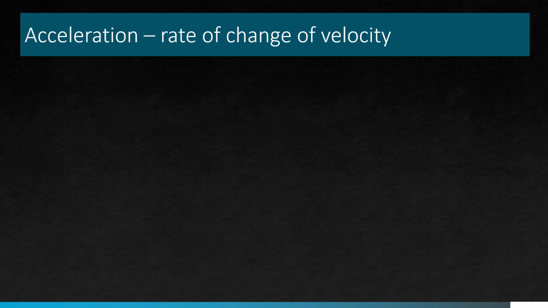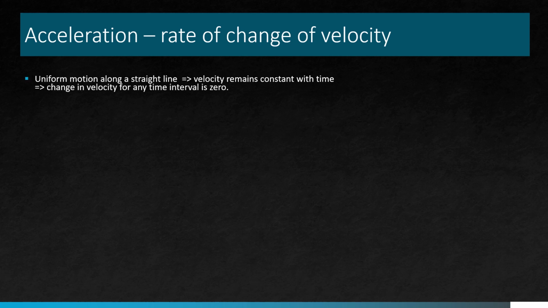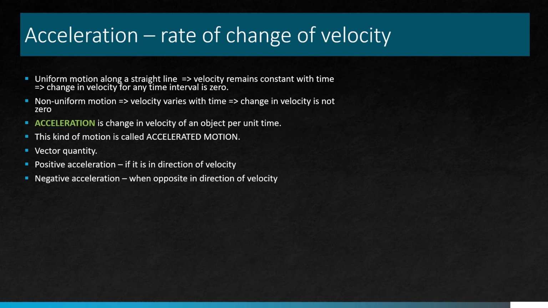The next concept that we'll be discussing is acceleration. Acceleration is nothing but rate of change of velocity. Now, if the motion is uniform along a straight line, then obviously there is no change in velocity. The velocity is constant, so the change in velocity is 0 here. But if the motion is non-uniform, then obviously the velocity is varying with time and the change in velocity is not 0. Now acceleration is basically change in velocity of an object per unit time.